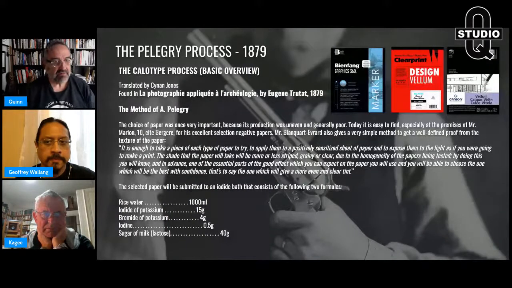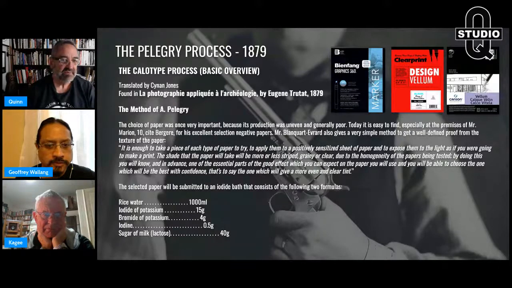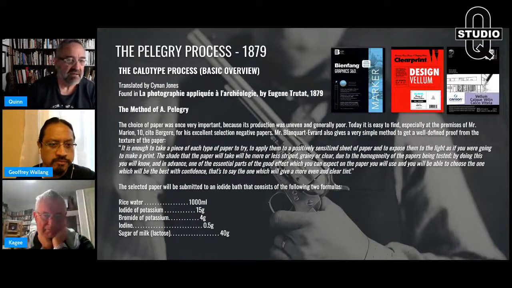So here's the Pelegry process from 1879. This is translated by Mr. Jones, found in the French book from Eugene Troutat, 1879. The method of A. Pelegry. The choice of paper was once very important because its production was uneven and generally poor. Today, it's easy to find, especially at the premises of Mr. Marion. So he's talking about how important the paper is.